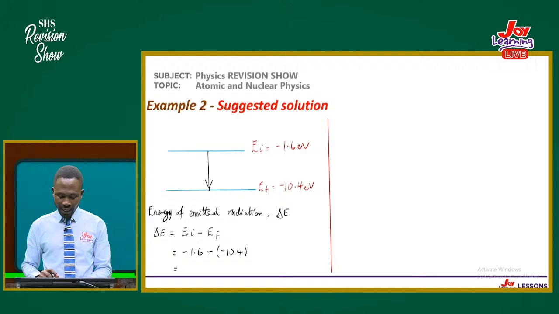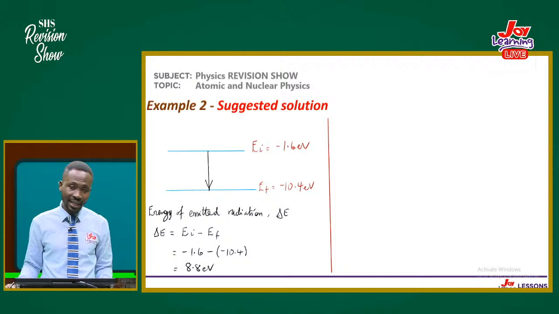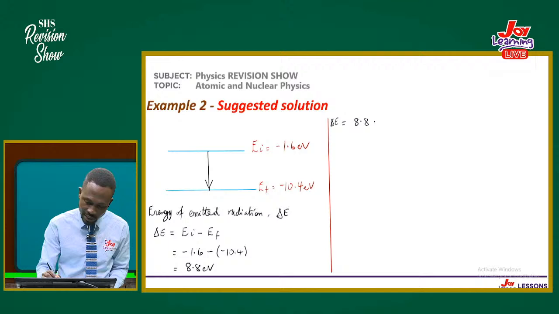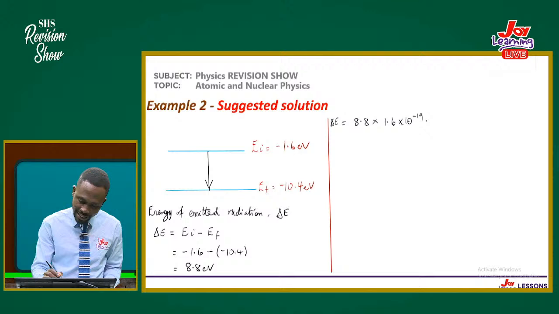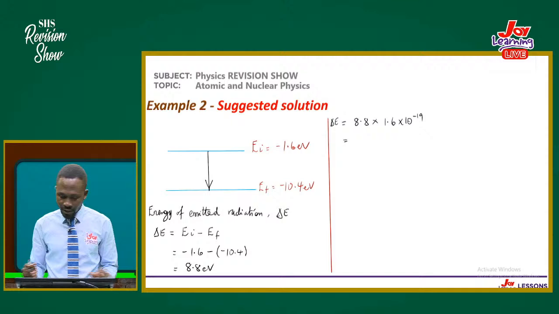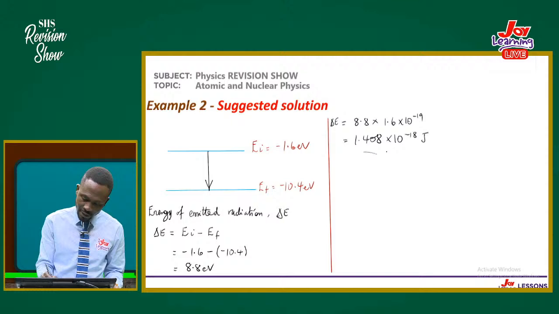So I have 8.8 electron volts. But that is the reason why we've been given 1 eV is equal to 1.6 times 10 to the power minus 19 joules. Therefore, we multiply our answer, and the change in energy becomes 8.8 times 1.6 times 10 to the power minus 19. And when you do that, that gives me 1.408 times 10 to the power minus 18. And this time it's in joules.